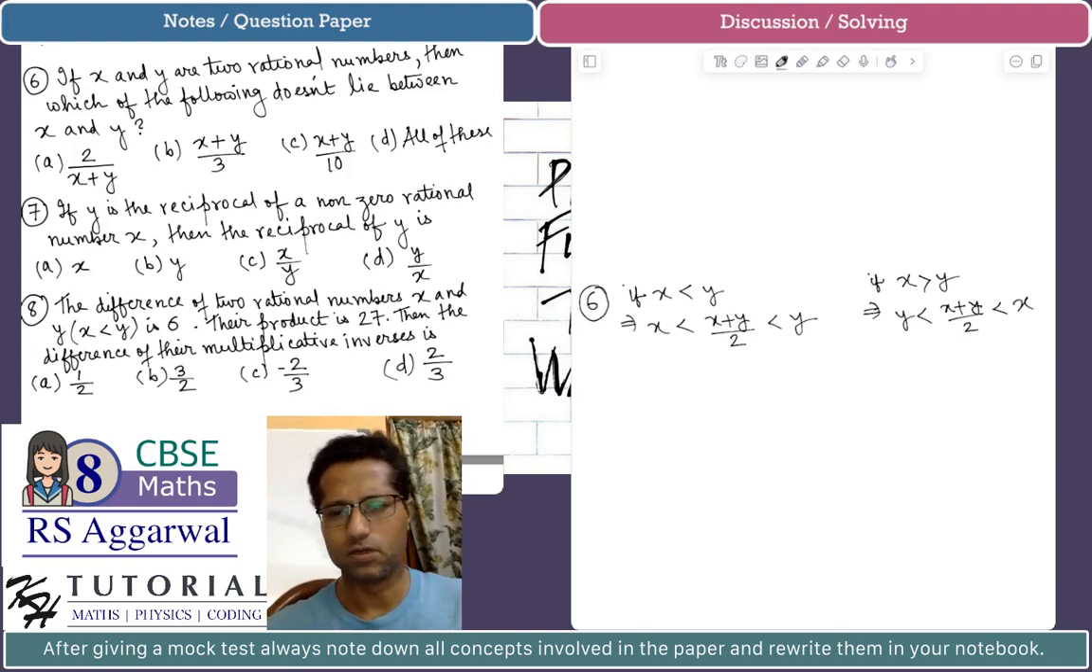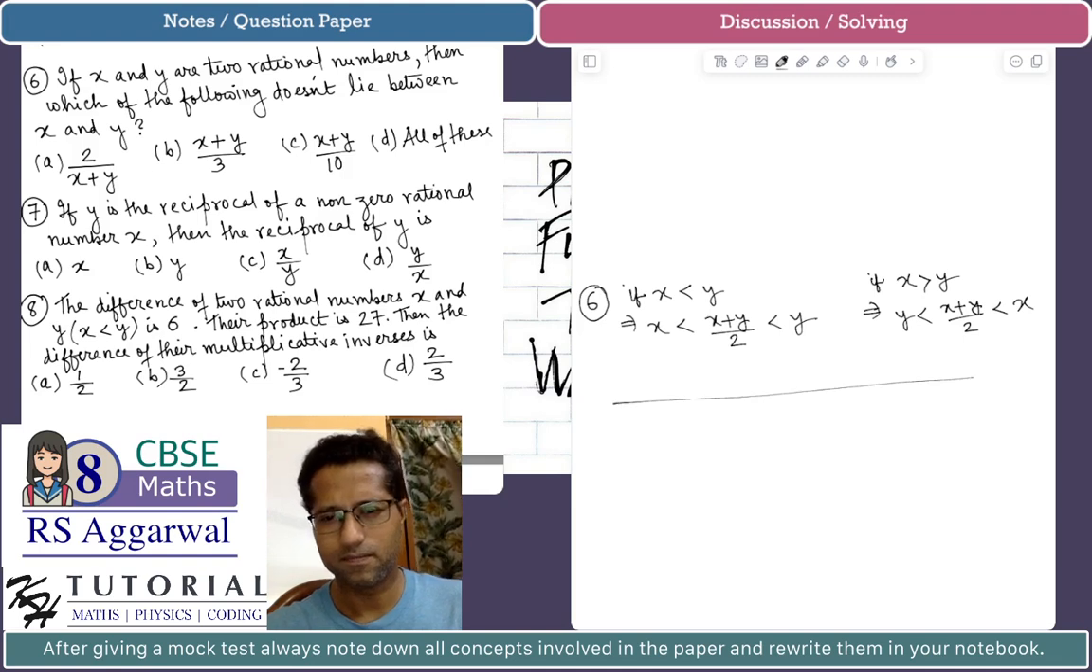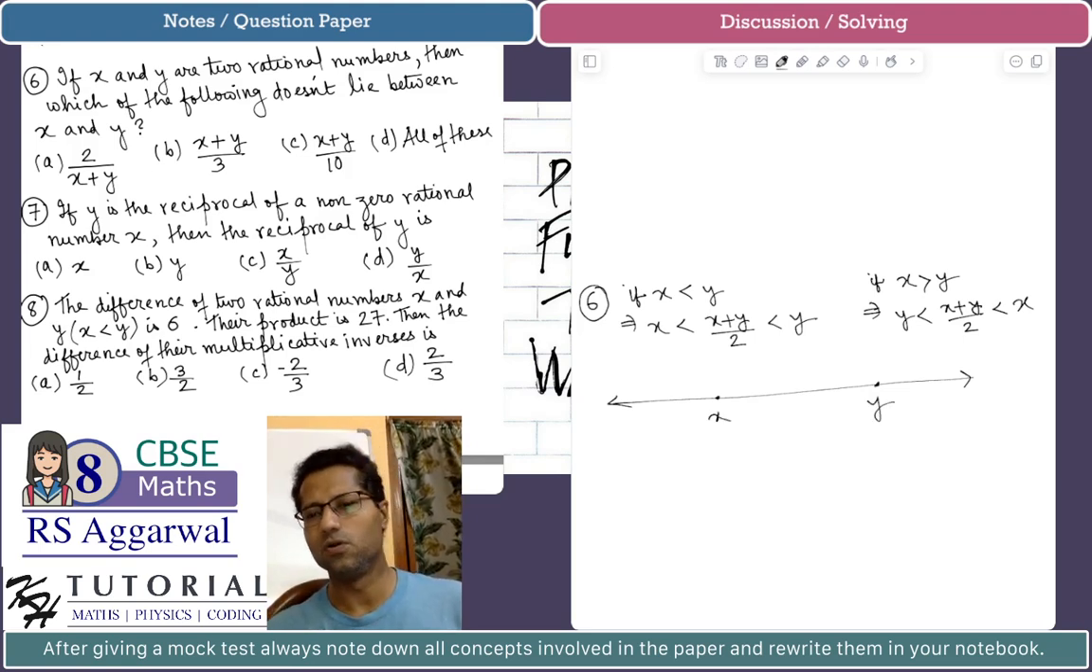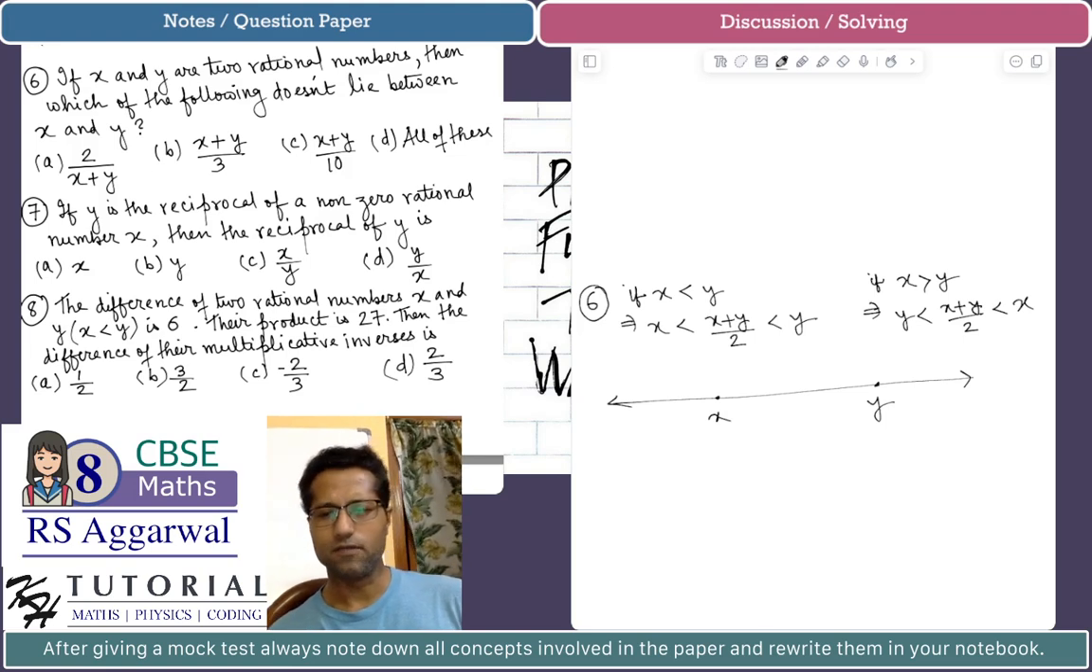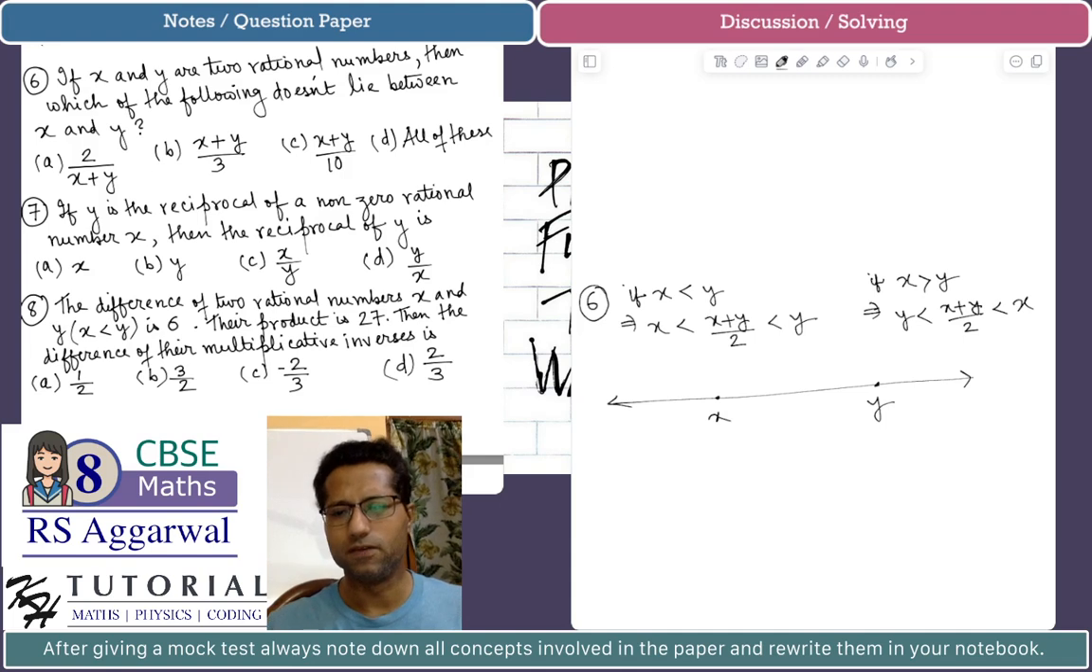But anyway, whatever be the position of x and y on the number line, let's say this is x and let's say this is y. We don't know whether y is to the right of x or y is to the left of x. It could be to the right, it could be to the left. The fact remains that (x plus y) by 2 will always be midway between x and y.